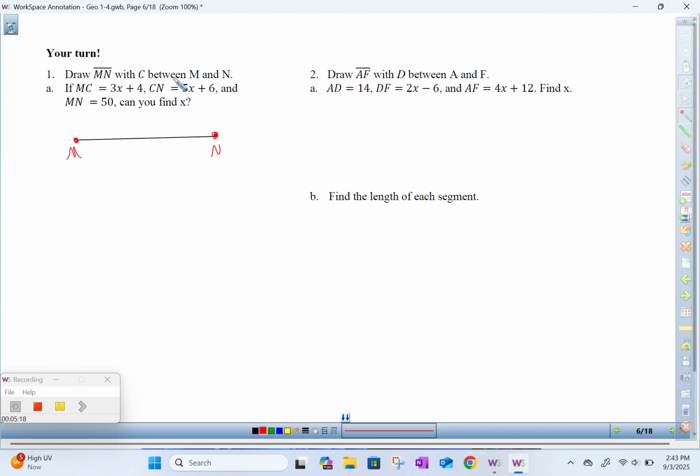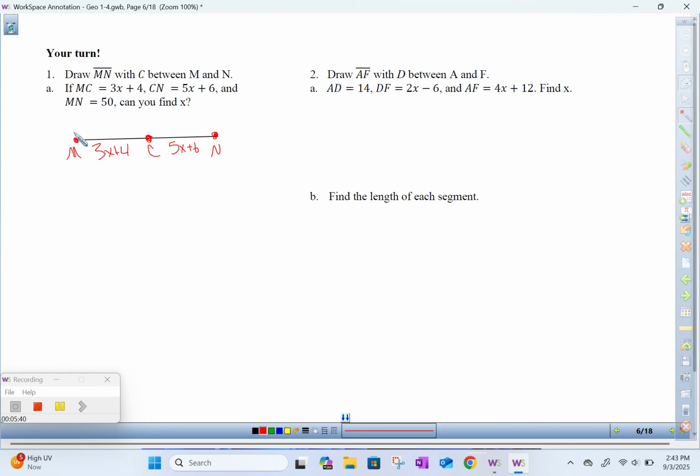And then it says C is in between those. It doesn't tell us where, so it's not necessarily the midpoint. It's just somewhere on the segment. And then it tells us the length of MC is 3x plus 4. So right here, I'm going to write that, 3x plus 4. And then C to N is 5x plus 6.